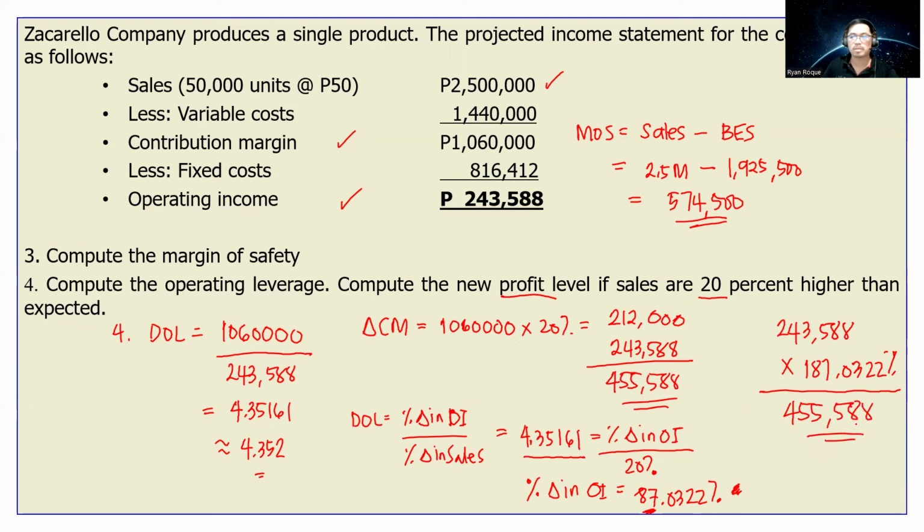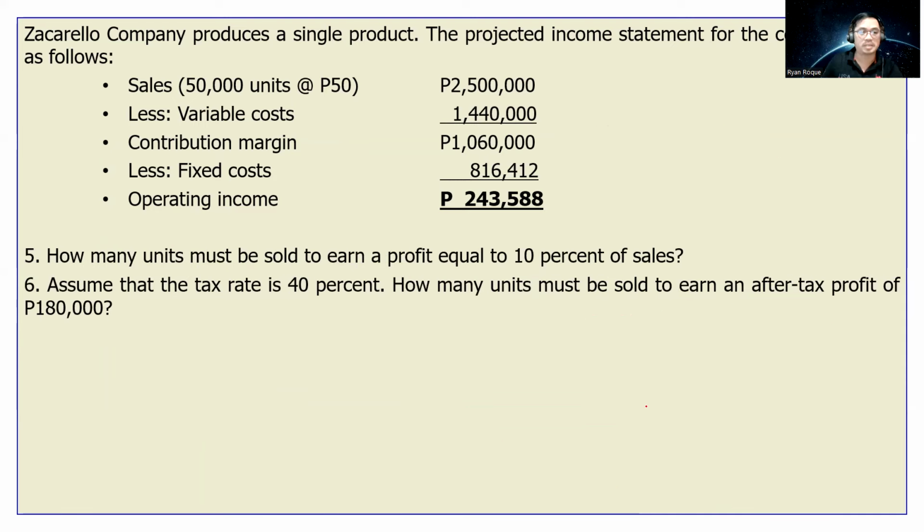Okay? So either way can be used, but if you can see, the second computation is a bit longer than the first one. So you can use either of the two, whichever you are more comfortable with. So let's continue with number five and number six.